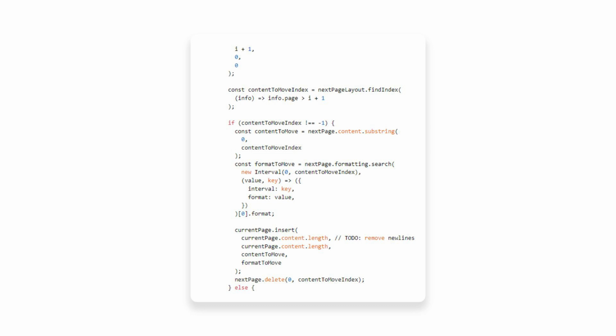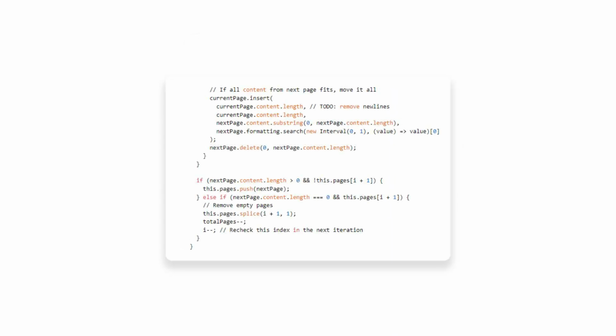Overall, this snippet addresses transferring excess content from the next page back to the current page, thus handling underflow. This code snippet handles the movement of content between pages in our rich text editor. 1. Full content transfer. If all the content from the next page fits into the current page, it moves the entire content and its associated formatting into the current page, deleting the content from the next page.